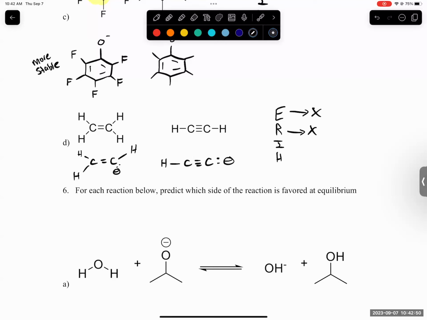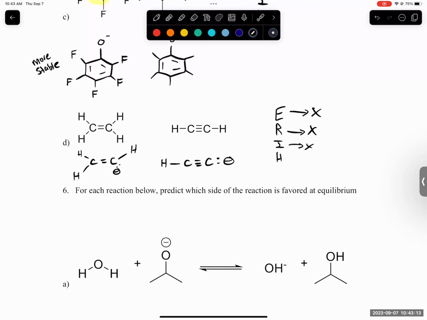Can we look at inductive effect? Are there any electronegative atoms nearby? What you're going to see in this class mainly is fluorine, chlorine, bromine, and iodine. Do we see any of those on there? No. Therefore, this doesn't work out. The last one is what?